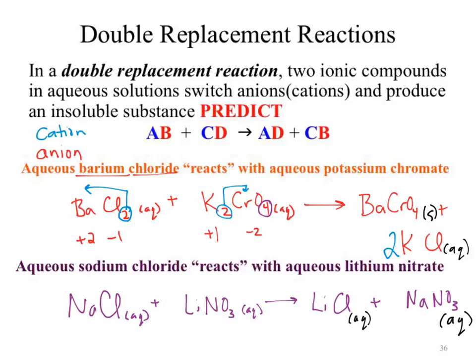What did we see happen in our first reaction? Barium chloride was aqueous, which means it is dissolved in water. I have a solution. Potassium chromate is aqueous, another solution. I mix two liquids and what do I end up with? A solid. What does that mean? A reaction has occurred. Bottom one.